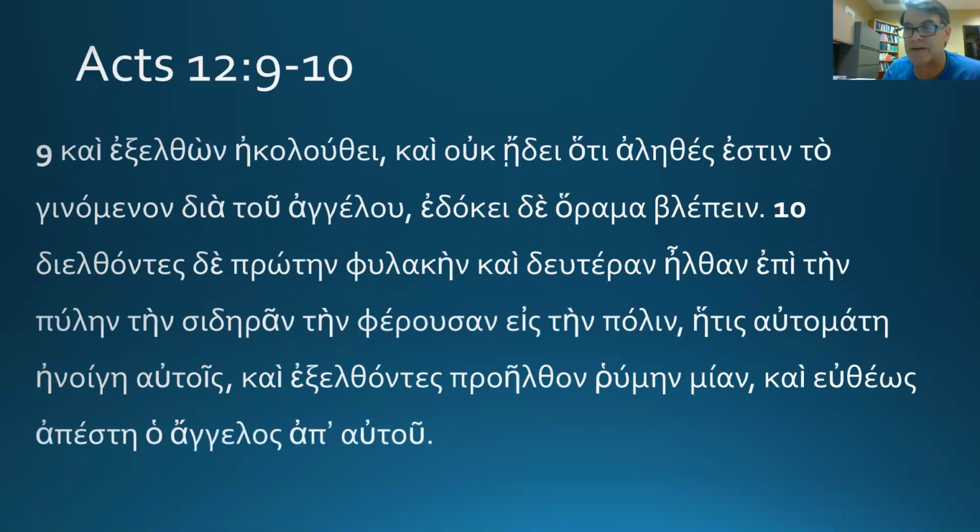Okay, I know how to translate it. He did not know that it is true, the thing coming to be through the angel. And he was thinking to see a vision. So this is the imperfect of dokeo.